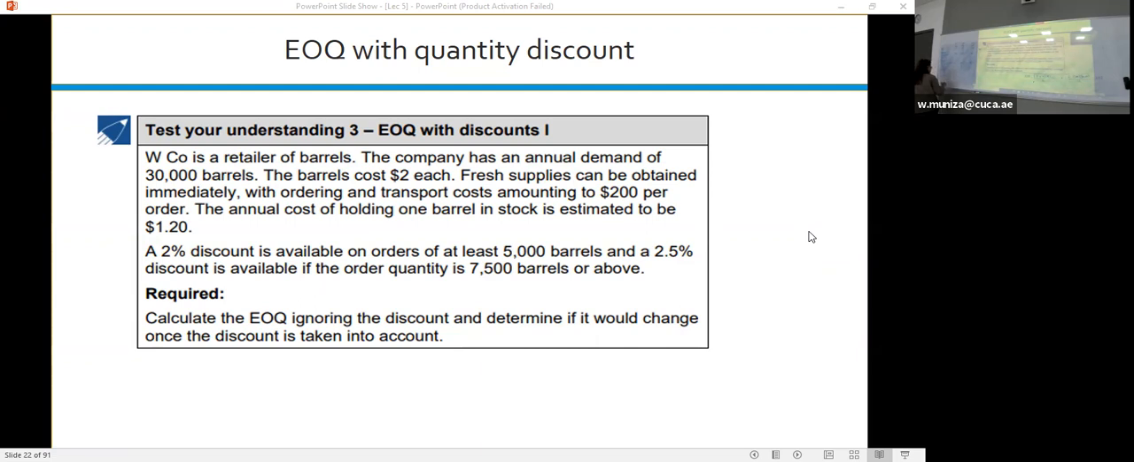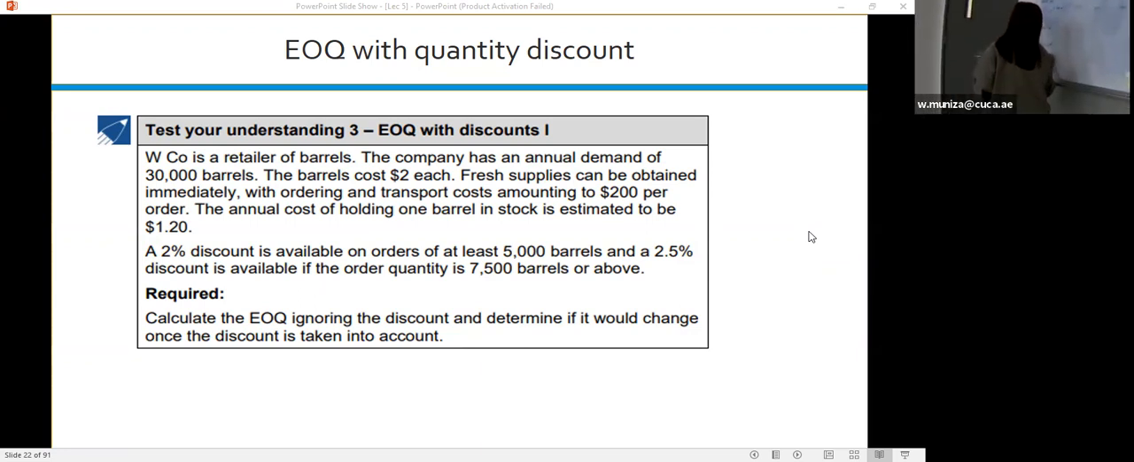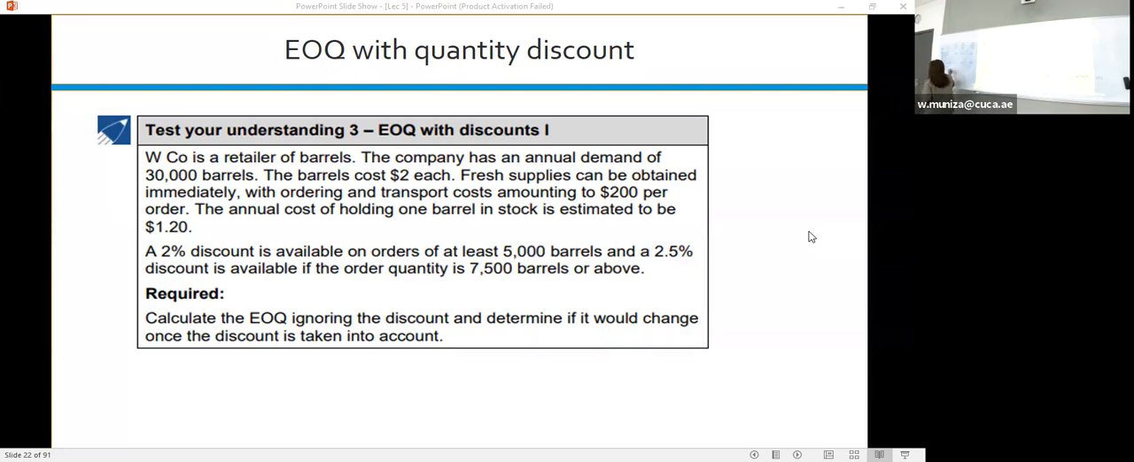For the second case, for 5,000 units, it is going to reduce by 2%. So 2 multiplied by 98% only. It's 2%, yes. So 98% multiplied by 30,000. For the third case, 2 and it is reducing by 2.5%. So it will be 97.5% multiplied by 30,000. Okay. So in that case, it will become 60,000 for this.